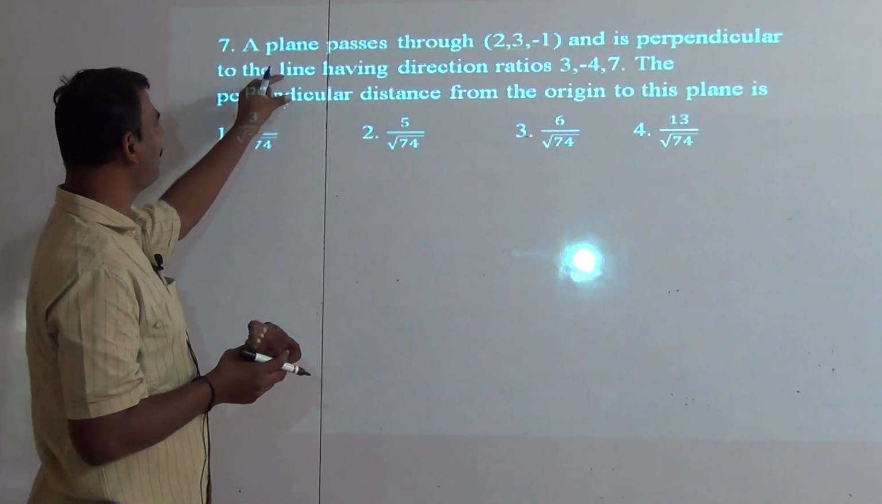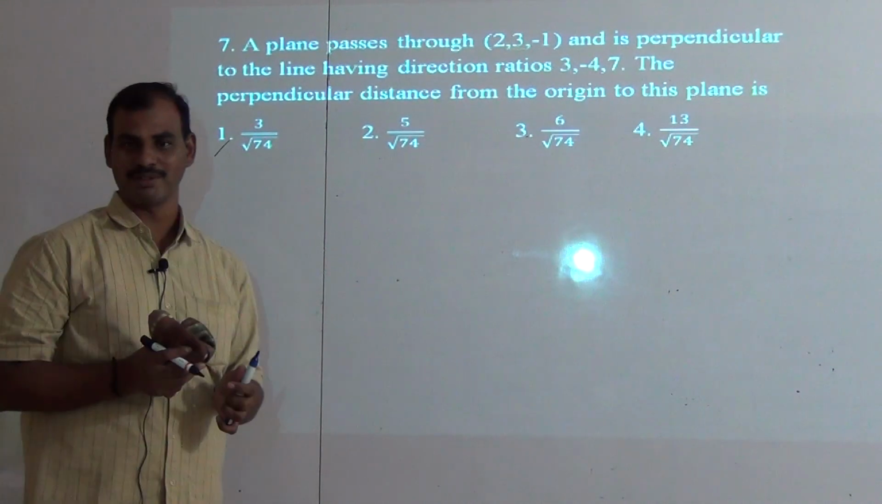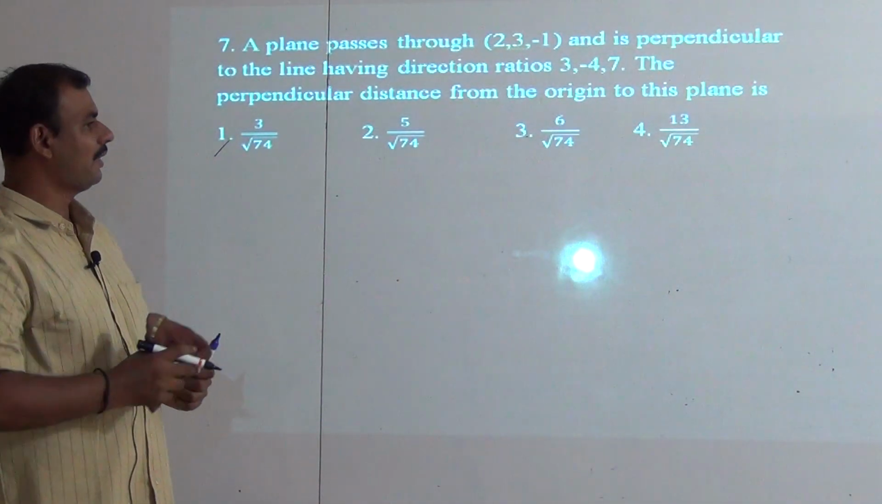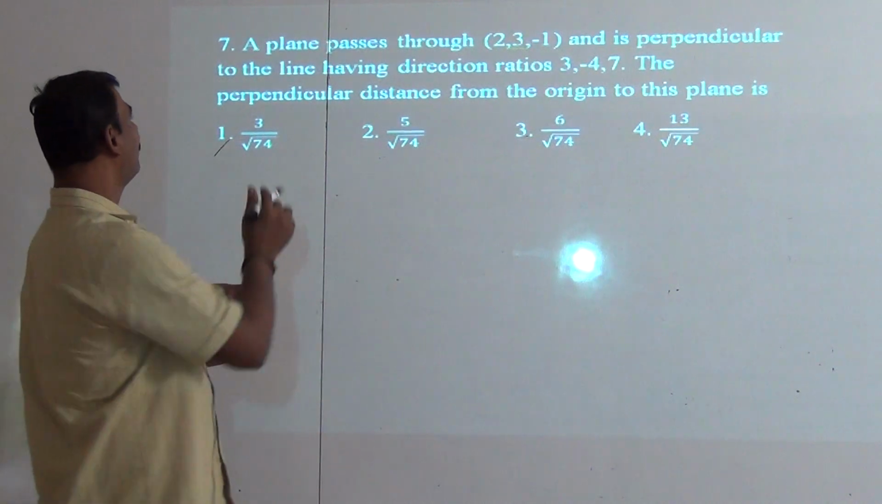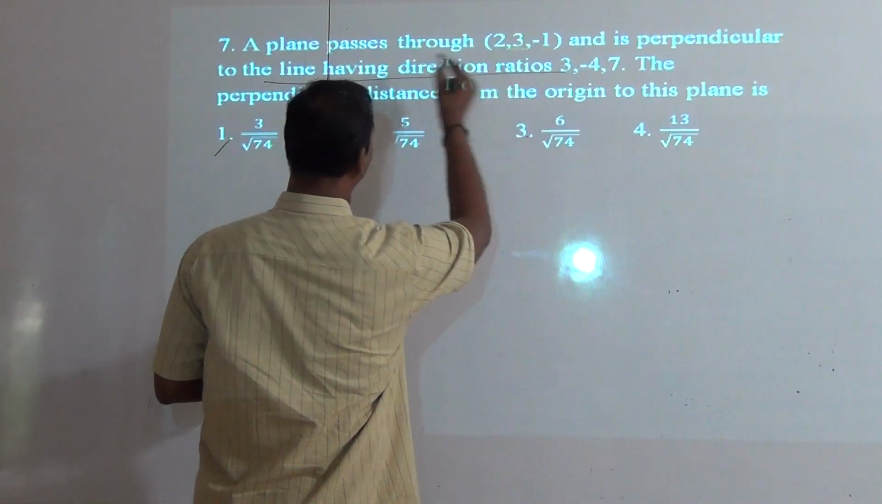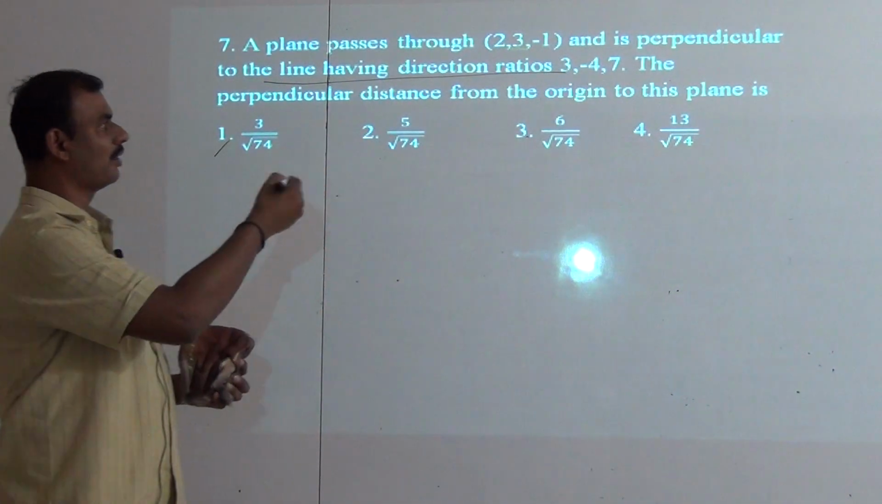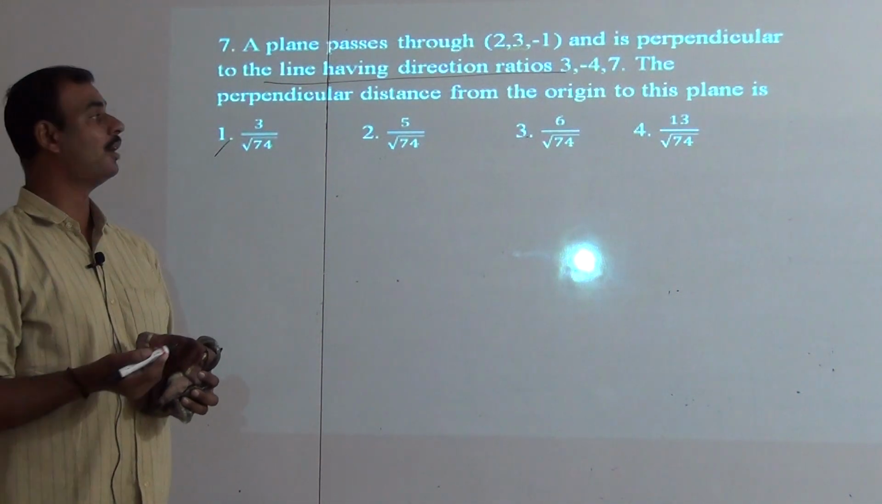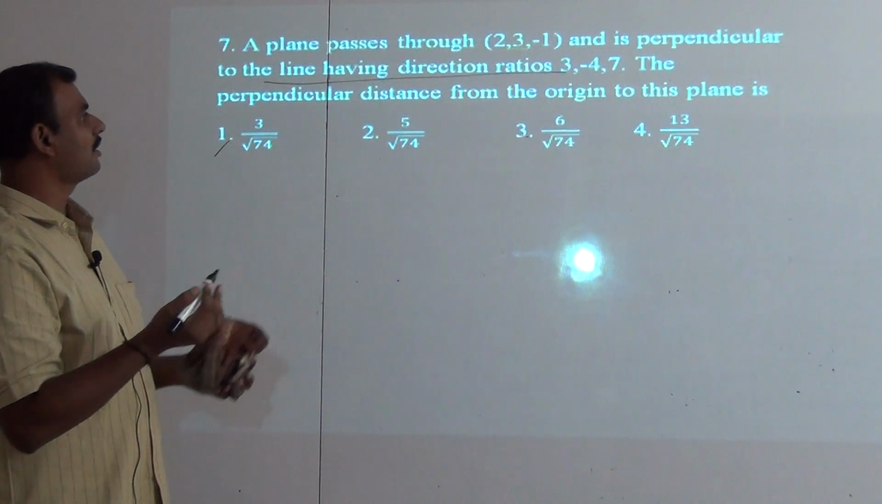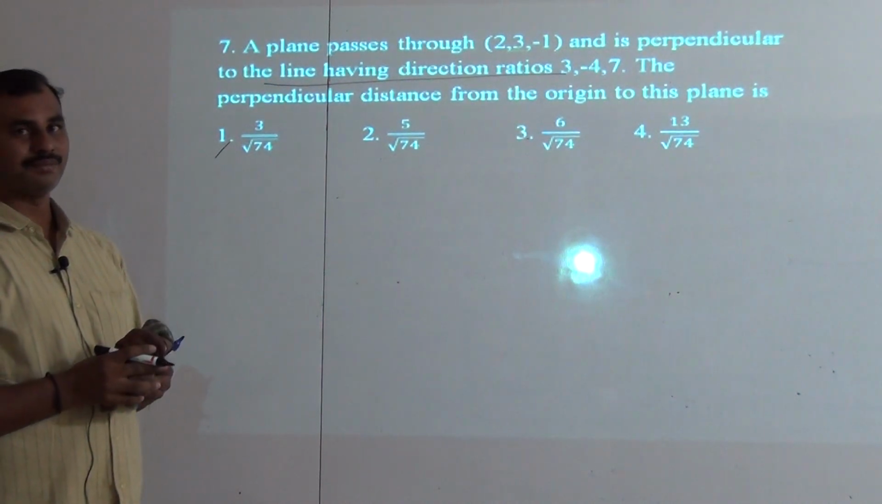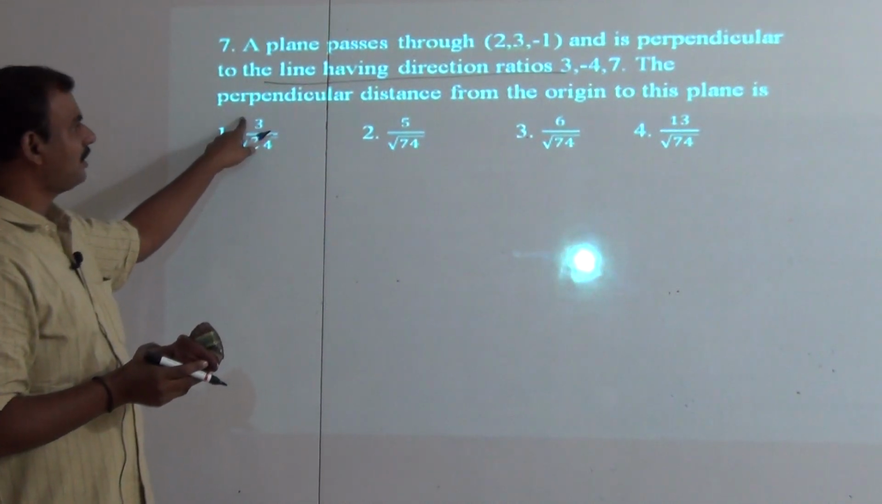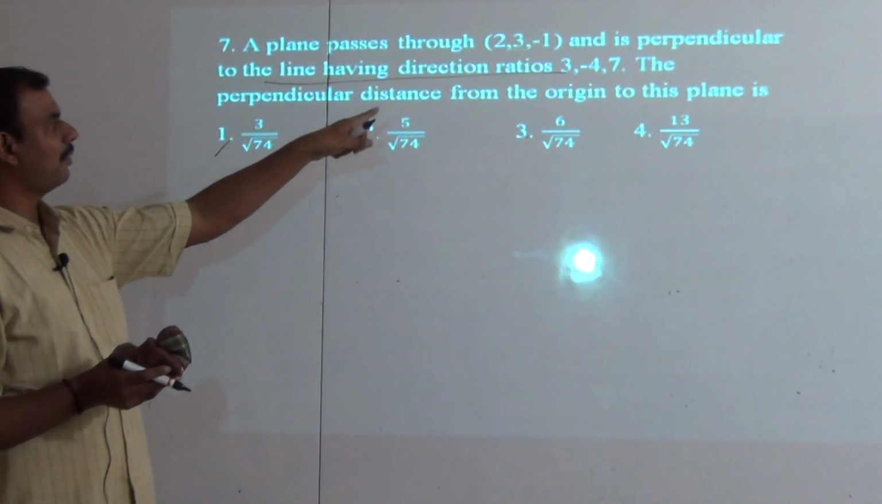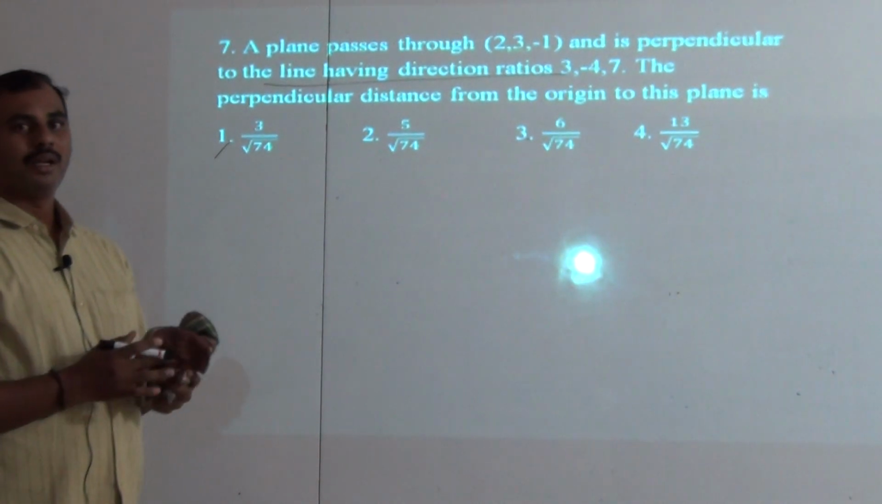So here, how many applications are there? Firstly we have to read and identify. Up to this is one question only, the previous model question: find the equation of the plane passing through the point whose DRs are 3, -4, 7. And the second application is to find the perpendicular distance from the origin.